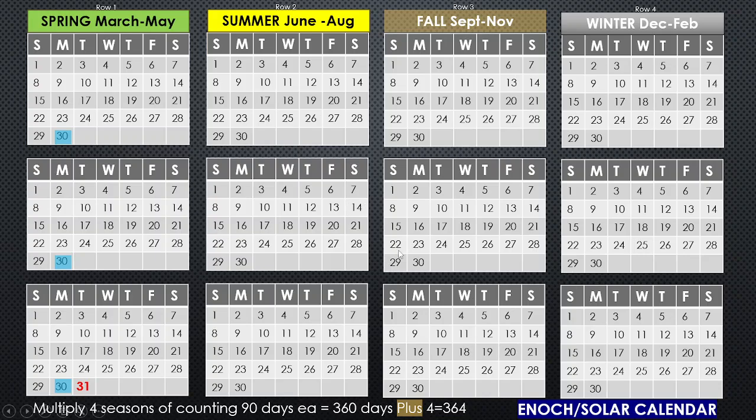So summer is counted the same way. There are 30 days in June, July, and August, and then there is an intercalary day right here indicating that we're shifting from summer to fall. Okay, there are 30 days in September, October, November, and then there's the 31st intercalary day, indicating we're shifting to a new season from fall to winter.